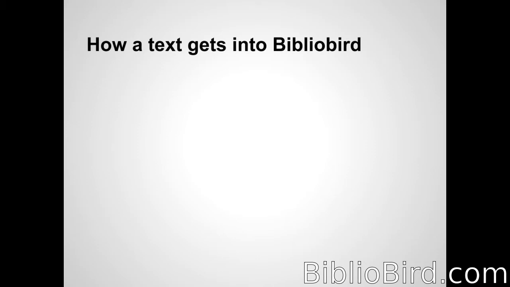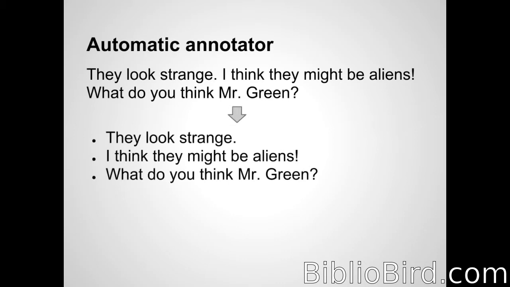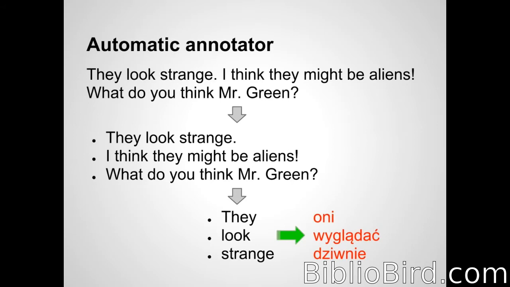When a text is entered into the system, the first step is to run a process called the automatic annotator. This attempts to break the text into sentences, those sentences into words, and look up each word in the dictionary. This is a lot harder to do accurately than it sounds. Bibliobird uses artificial intelligence and machine learning to deal with tricky situations.